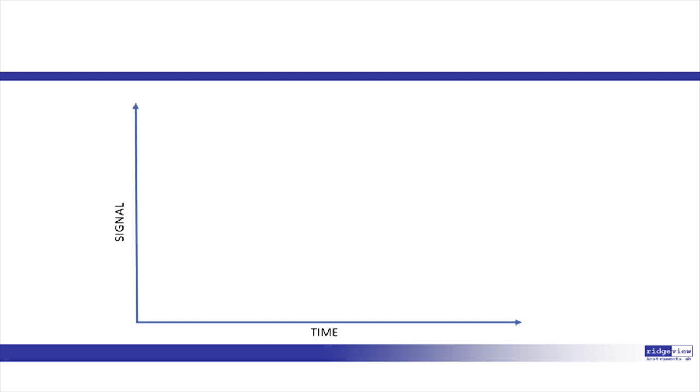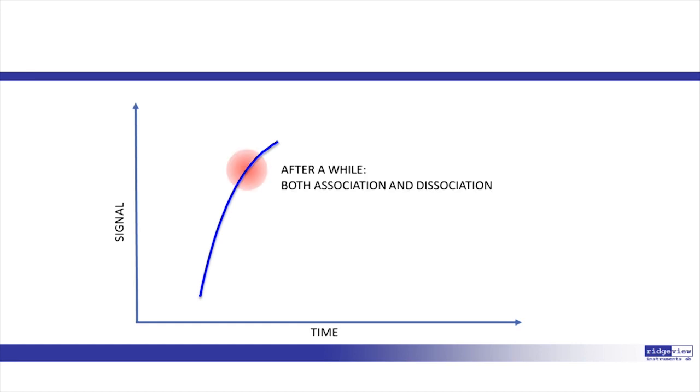From a measurement perspective, what will this process look like? If we follow the amount of bound ligand over time, the initial phase will be a rapid, more or less linear increase. This is when most of the targets are still unoccupied. After some time, the signal increase will slow down because there are fewer available targets to bind to and because the dissociation of bound ligand is starting to impact the net binding rate.